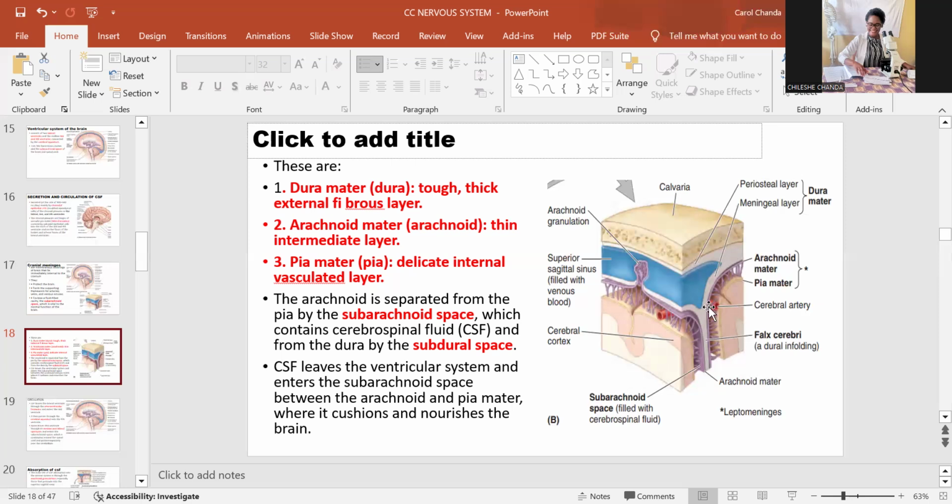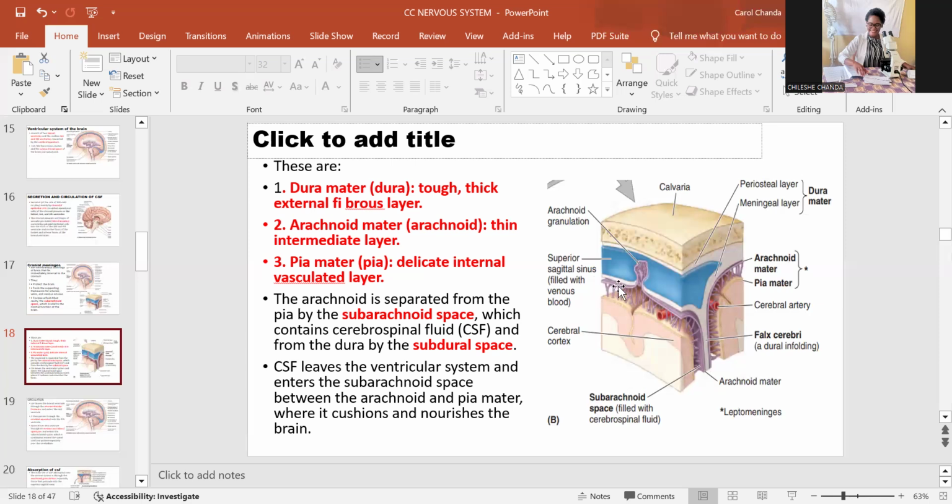So the meningeal layer of the dura mater is the one that goes deep into the longitudinal sulcus. That folding inside is what is known as the falx cerebri. That is what is going to be known as the falx cerebri. Now, just internal to the dura mater, you are going to find another layer, which is known as the arachnoid mater.